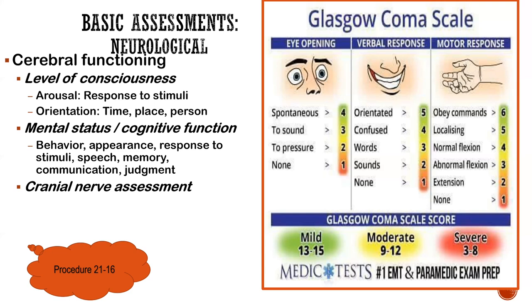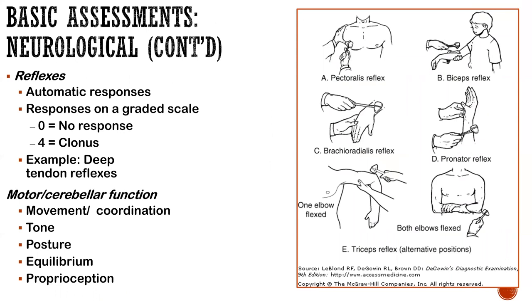And then other neurological assessments. So reflexes. Deep tendon reflexes are automatic responses that do not require conscious thought from the brain, okay? Everybody's probably had their reflexes checked before. A reflex produces a rapid involuntary response that occurs at the level of the spinal cord. Because the brain is not involved, the muscle response is instantaneous. So in order to have a normal reflex response, you must have an intact sensory and motor system. Each reflex corresponds to a certain level of the spinal cord.